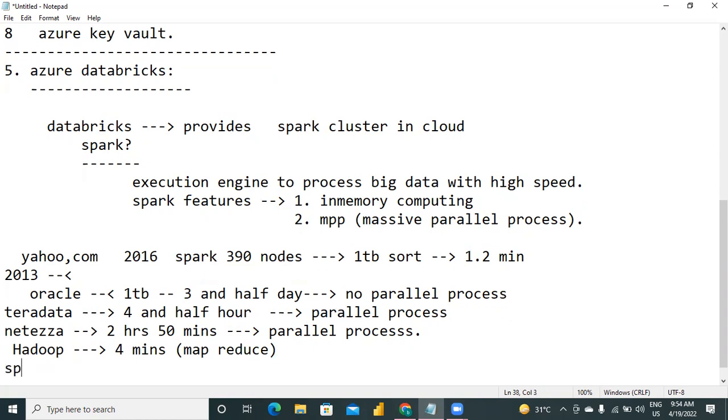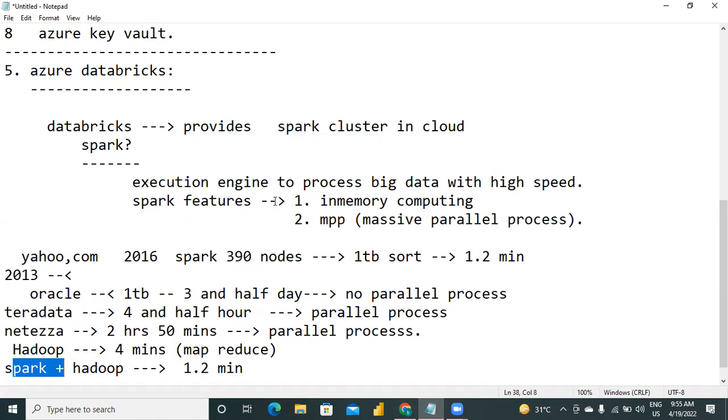After that, Spark came into the picture, Spark on Hadoop. For storage of the data they use Hadoop; for processing they use Spark. It processed in 1.2 minutes. Now compare where is 1.2 minutes, and where is 4.5 hours, and where is 3.5 days. So the high speed processing system, especially for big data, is Spark. That is simply Spark.